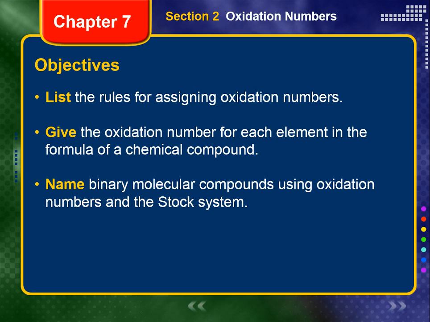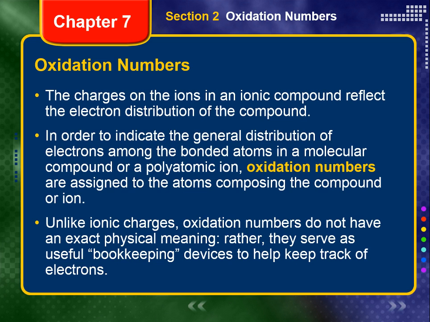At the end of this video, I hope that you can list the rules for assigning oxidation numbers, give the oxidation number for each element in a formula of a chemical compound, and name binary molecular compounds using oxidation numbers and the Stock system. Chapter 7, Section 2, Oxidation Numbers.